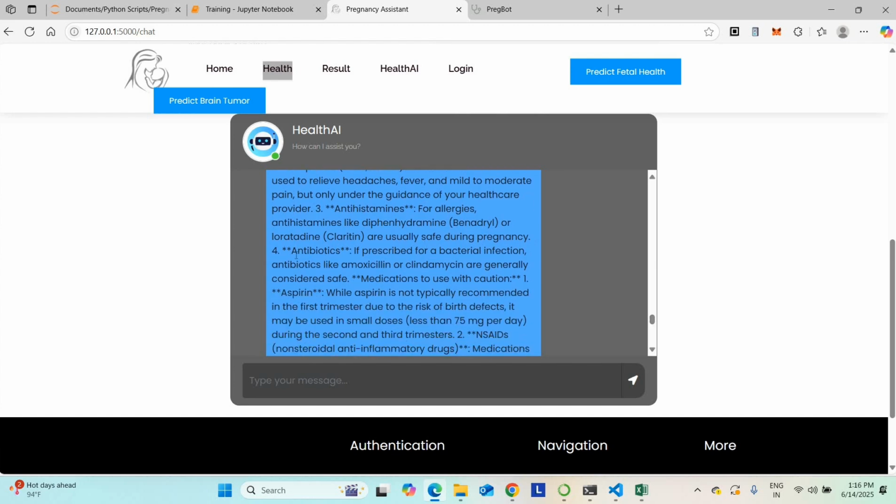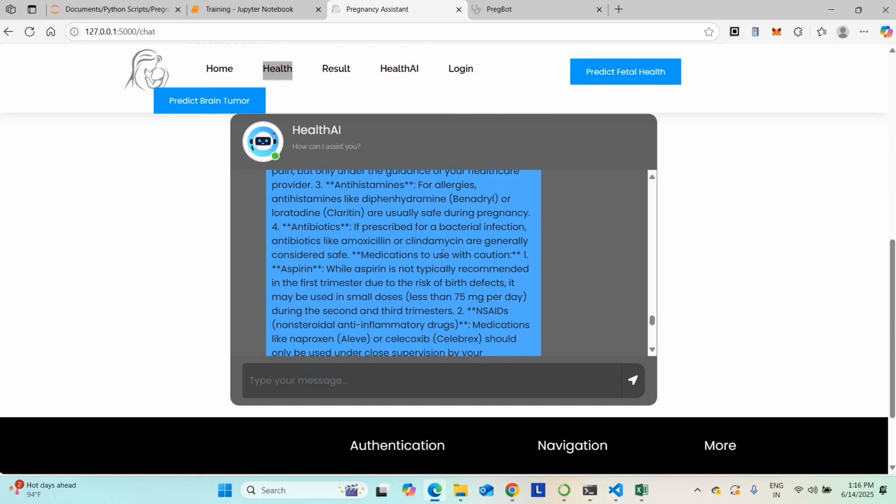Then for allergies, it suggested antihistamines. Then it suggested more medicines, including some antibiotics. The antibiotic names are amoxicillin and clindamycin, which are generally considered safe antibiotics. Then there are medicines you should follow with caution. These are the cautionary medicines you should strictly follow with caution and support.